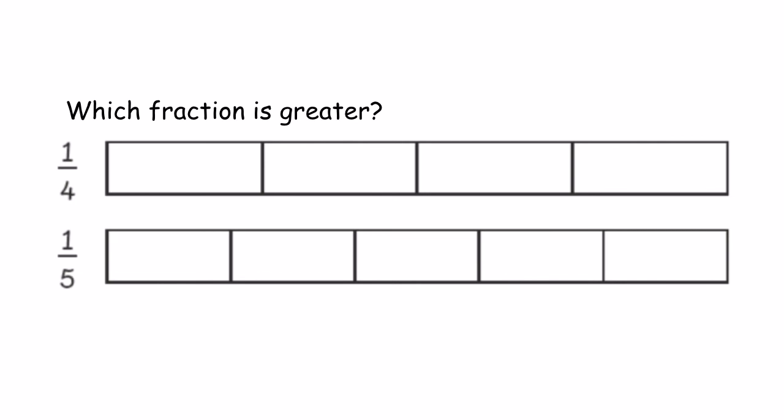Let's have a look together. If we want to shade 1/4 of the bar, we need to colour in 1 of the 4 pieces. If we want to shade 1/5 of the bar, we need to shade 1 of the 5 pieces. Can you see which fraction is greater? Correct. 1/4 is greater than 1/5.